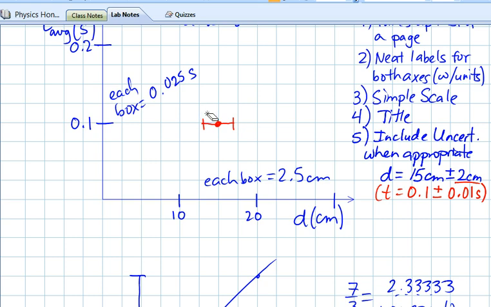And so our points will end up looking kind of like a TIE fighter from Star Wars, especially when we put in the uncertainty for the time. So plus or minus 0.01 seconds would probably show up kind of like this and kind of like that. There are ways to do this on the computer later, but for now we need to hand draw them in.